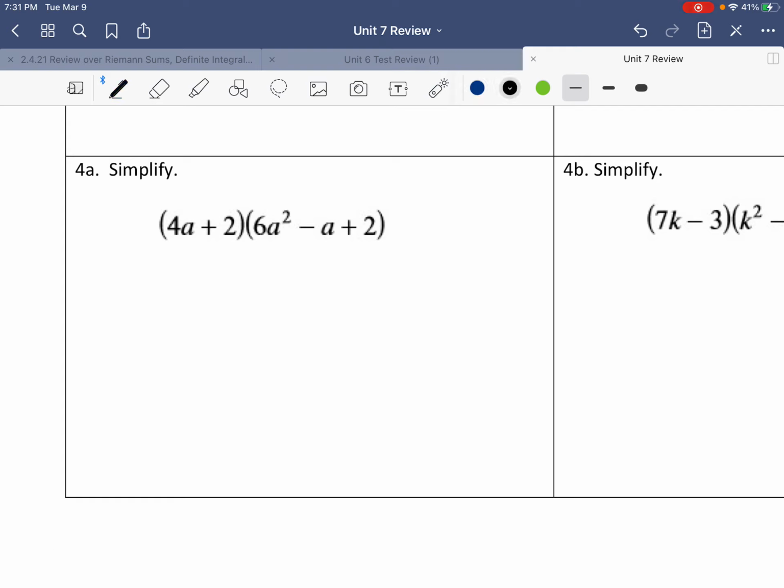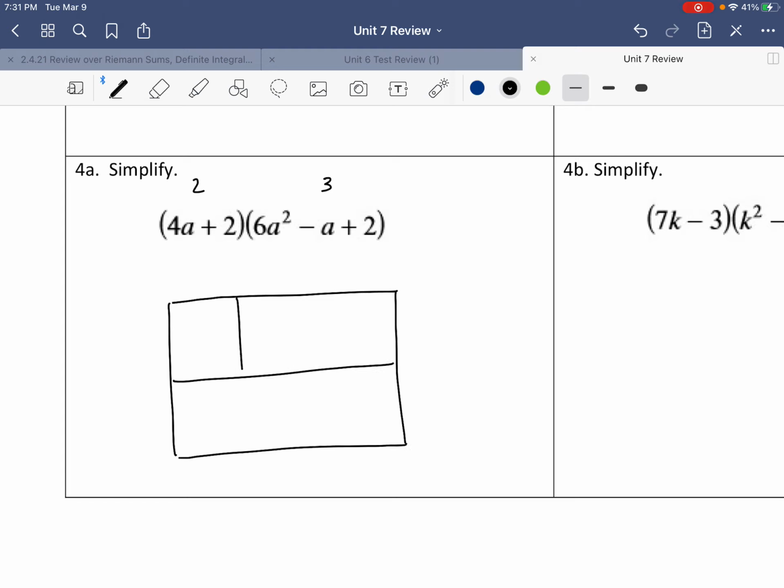All right, on 4a, we're multiplying a binomial by a trinomial. So we have 2 terms here, 3 terms here. That means we need a 3 by 2 box instead of a 2 by 2 box. I'm going to put the one with 3 terms on top. So that'll be 6a squared minus a plus 2. And then on the side, I'm going to have 4a plus 2.